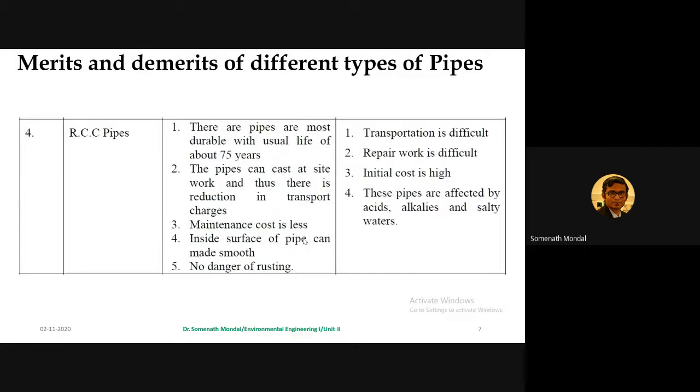Now, repair work, like with prestressed pipes, will be very, very difficult. Initial cost is high, since we are talking about RCC, which you are going to construct, or even if you want to procure it, it will not be lesser than constructing or casting it on site. These pipes are affected by acids, alkalis, and salty waters, like we saw in case of prestressed concrete pipes. Similarly, these have the tendency to react with acids, alkalis, and the salts of the water.